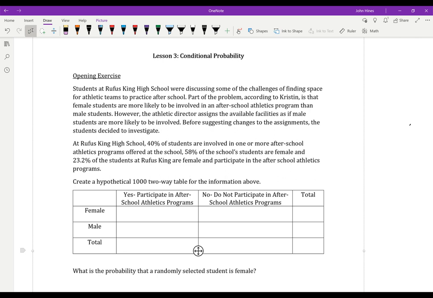Hi guys, in lesson 3, we're going to talk about conditional probabilities, which we've already done, but now I'm going to put a name to it and kind of formalize this idea of a conditional probability.